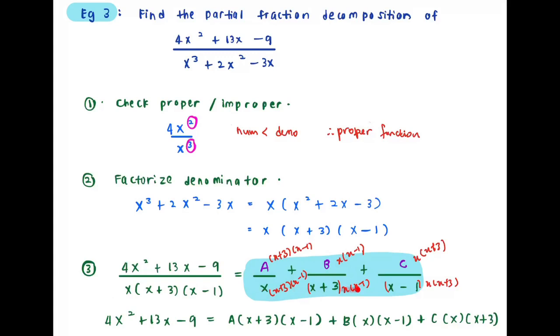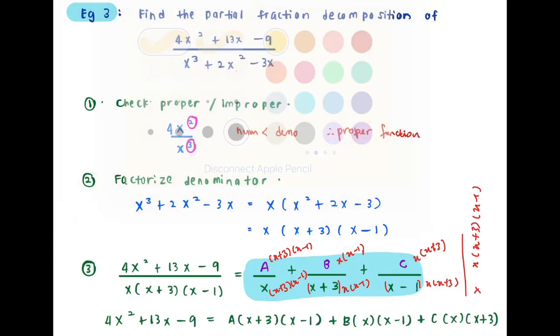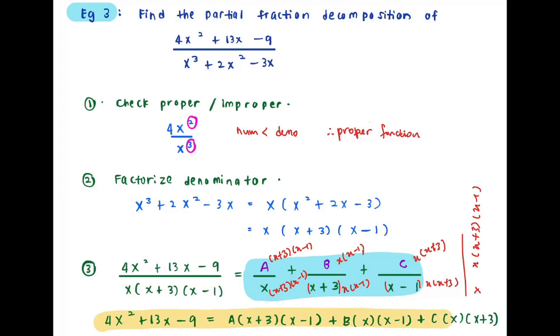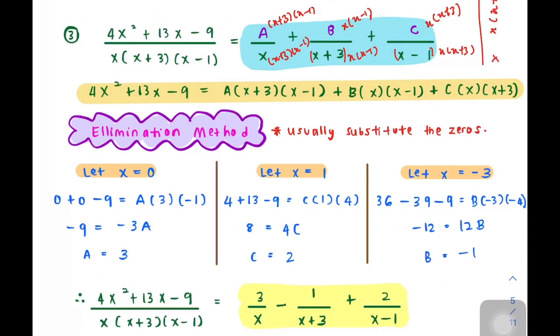Now we have equated the denominators, and what you should do now is multiply both sides by the factors x plus 3, x minus 1. When you multiply both sides, you get rid of the denominators, and we are just left with the numerator here. Now let's focus on this numerator because we want to find out what A, B, and also C are. There are two methods that you can use. First is using the elimination method.